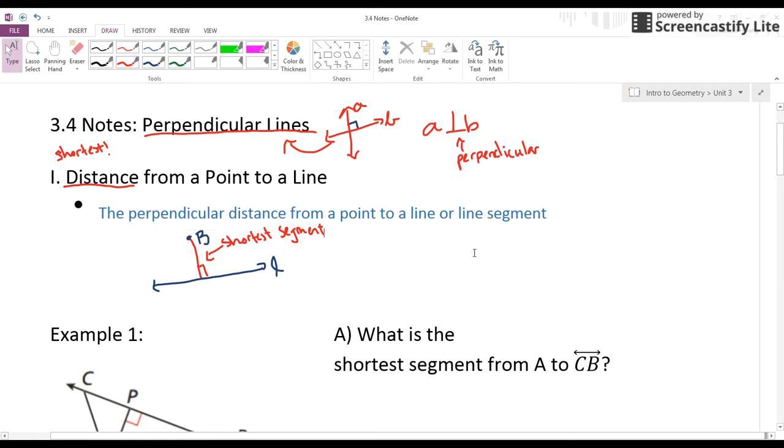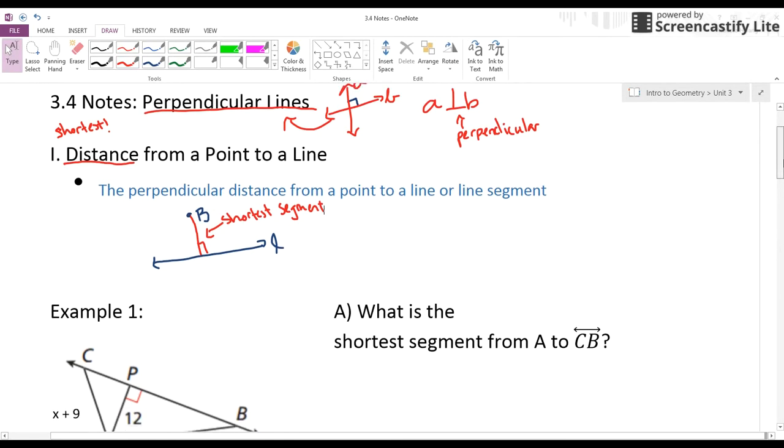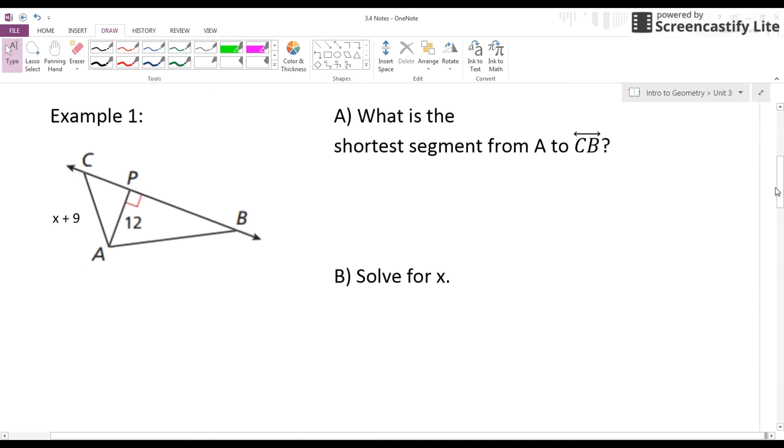Okay, so let's take a look at example 1 and 2 questions here. A, what is the shortest segment from A to line CB? Here all I'm asking you to do is name it. If you take a look at the diagram, you might think, well, how do I know what's the shortest segment? Remember, when you're saying shortest segment, you should automatically be thinking perpendicular segment. Sorry, this should say segment. Make that a little clearer.